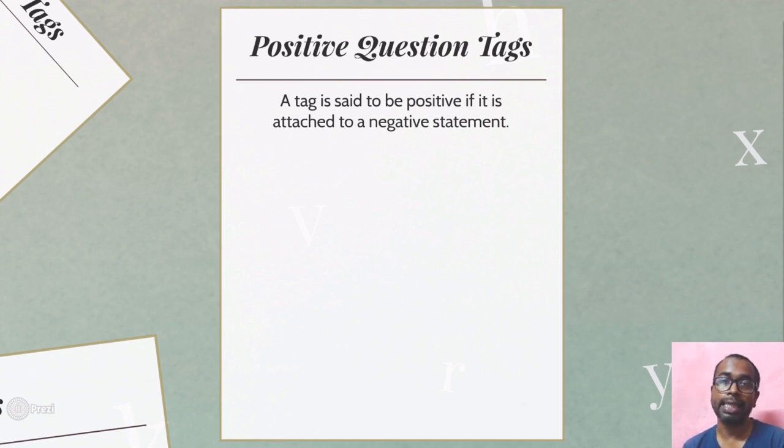A tag is said to be positive if it is attached to a negative statement. Now I think it's getting a bit confusing, so I will use more examples for you to understand it better. So a tag is said to be a positive if it is attached to a negative statement. Let's have some example here.